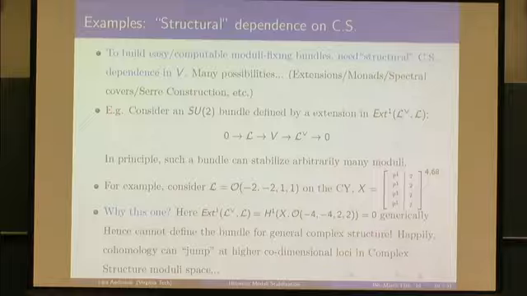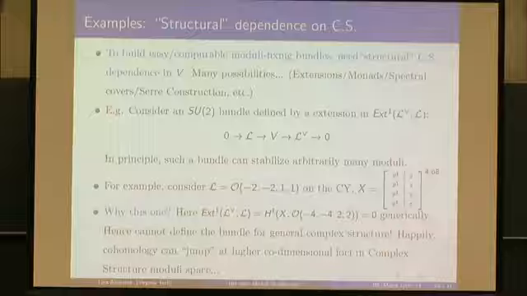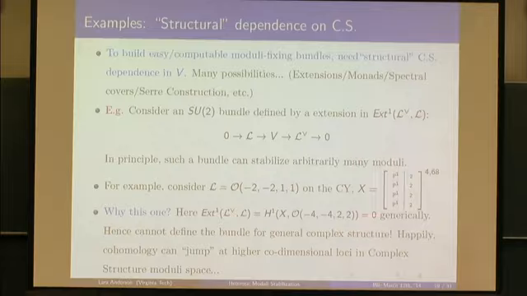Well, in order to build this bundle, I need a non-trivial extension class, which allows me to define a stable connection on this guy. And generically, for this line bundle and this manifold, this vanishes. So this bundle, as I want to write it down on this background, does not exist for generic complex structure.